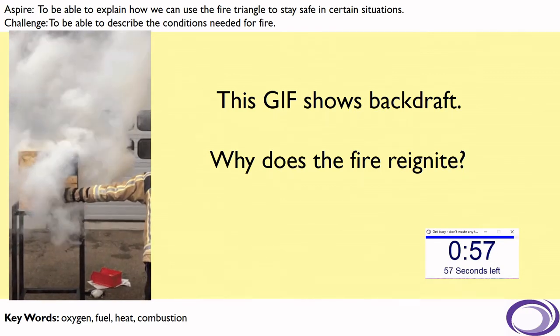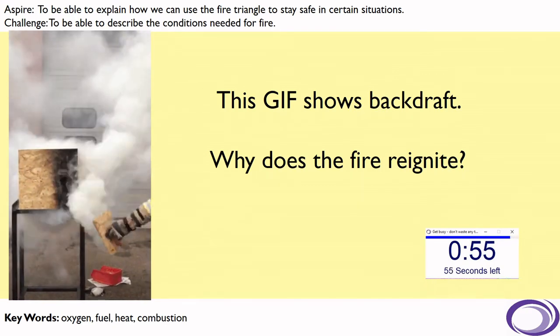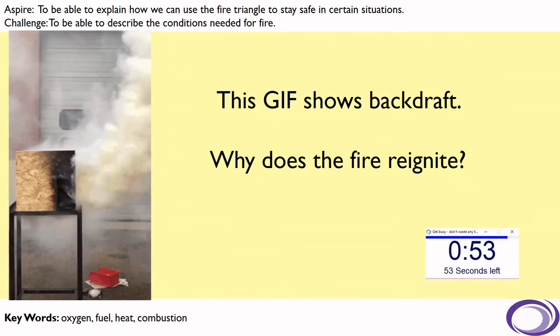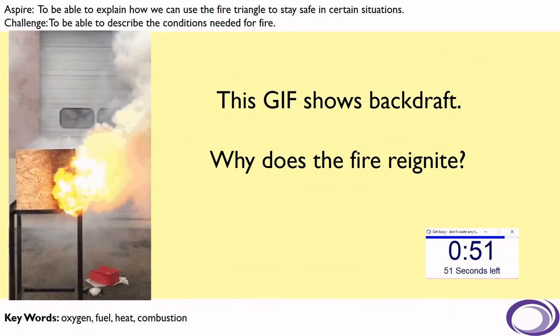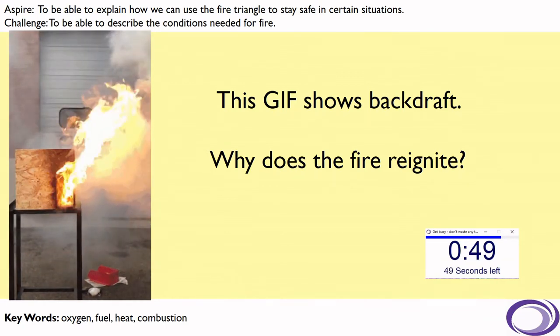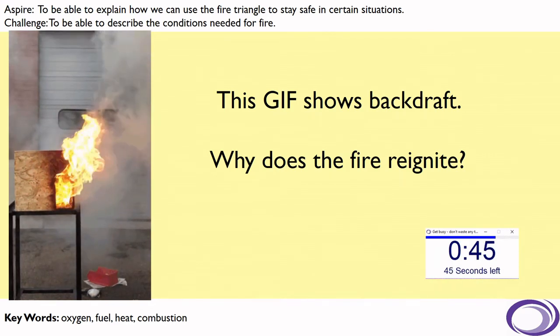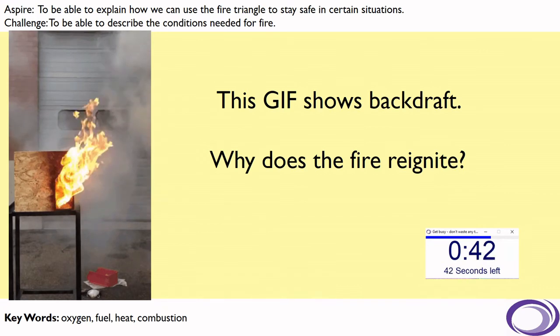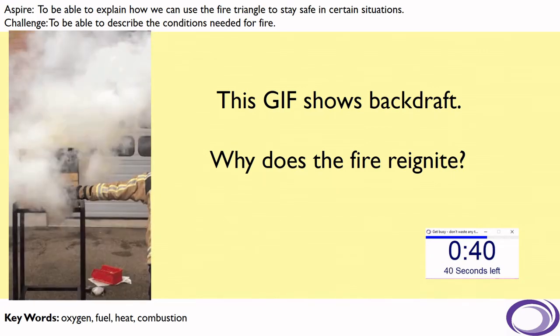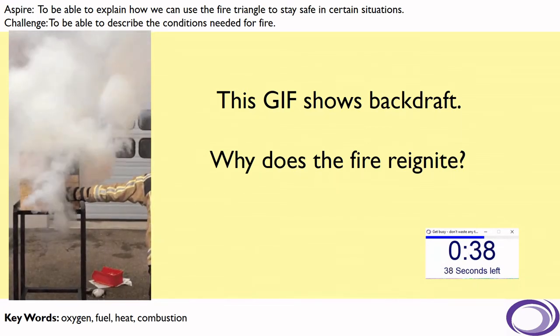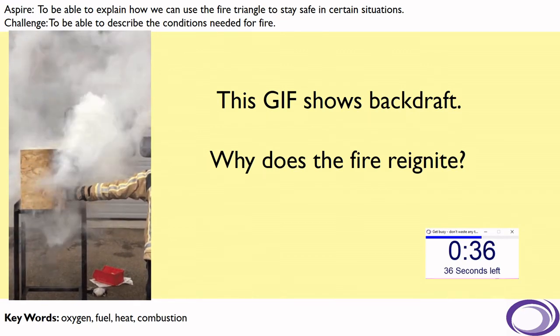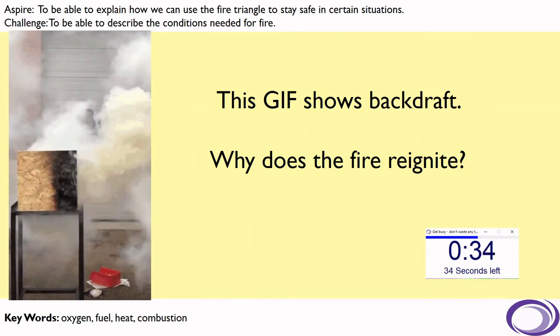Now, this GIF shows a phenomenon called backdraft. As you can see, when the fireman has removed the piece of wood, which is modelling a door, a fire has reignited and again become very dangerous. I'd like you to think about why that occurs.